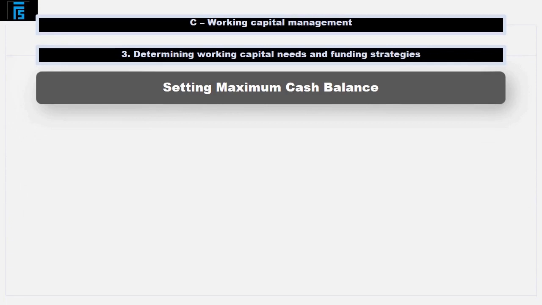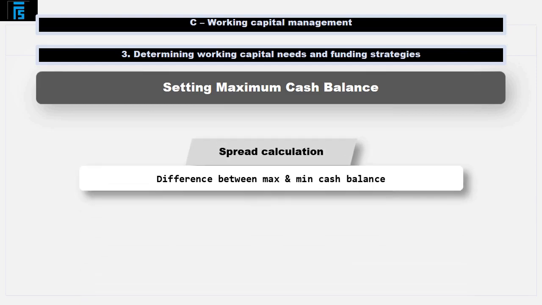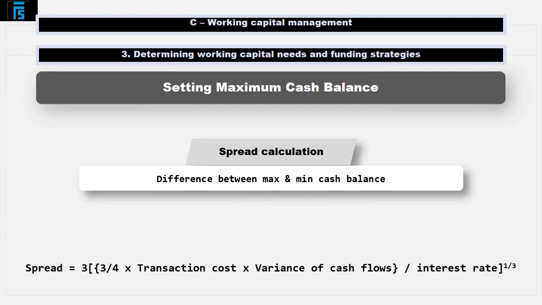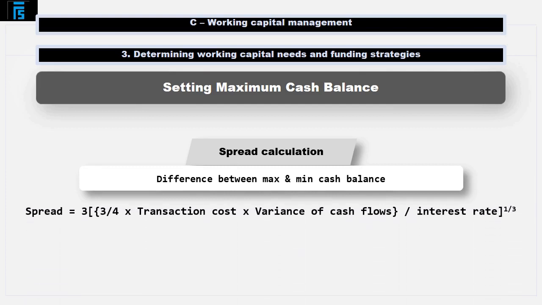The maximum cash balance can be calculated once the minimum has been set. This is calculated using the spread calculation. This formula gives the difference between the max and minimum points, i.e. the spread. The formula is spread equals 3, open parentheses, and then 3/4 multiplied by transaction costs multiplied by variance of cash flows. Then this calculation is divided by the interest rate to the power of 1/3.